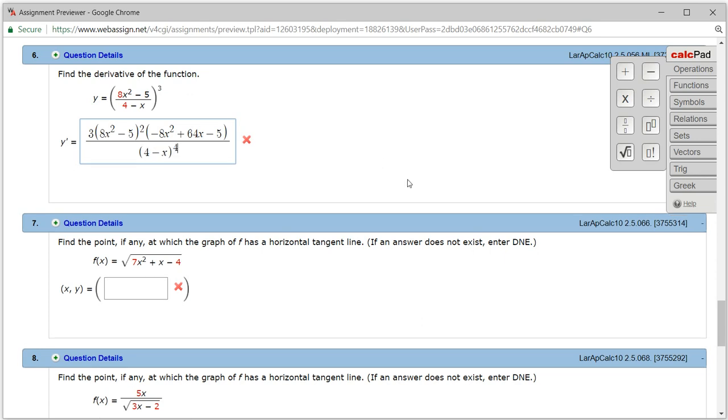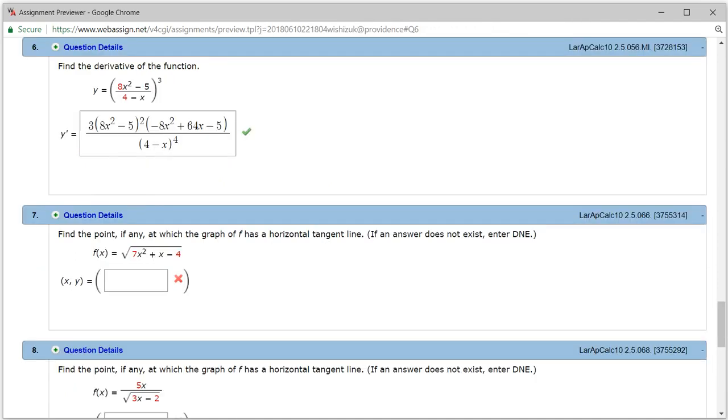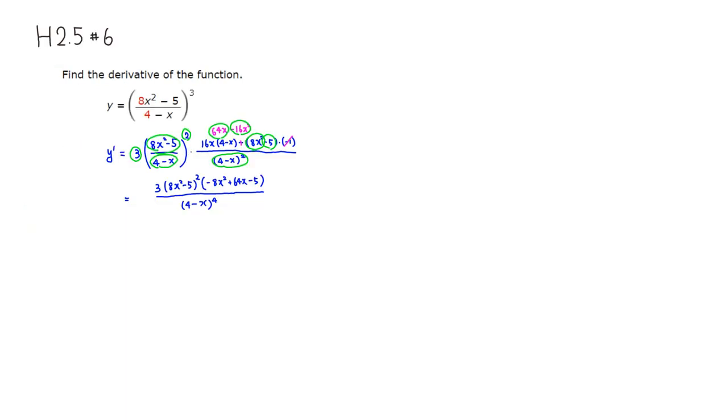So let's submit for testing. It came back and looks like we got this one correctly. That's it. I hope that this was clear.